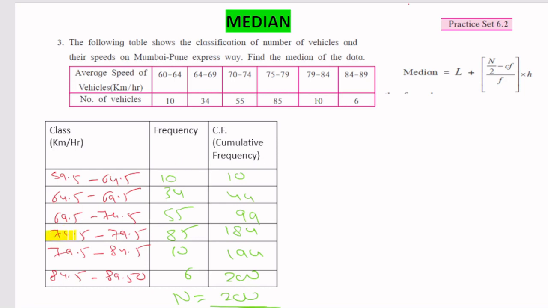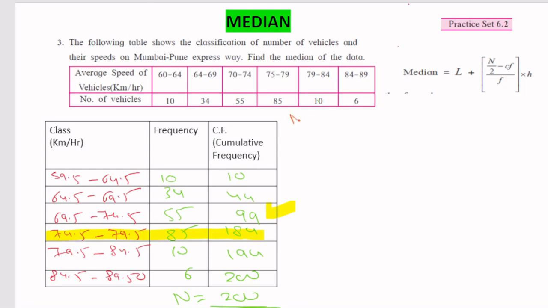Where will you get that 100 position? Here in this particular class, you will get 100, because till this level it is 99, right? Next is 100. You should get it in this particular class. Which class? 74.5 to 79.5. In this class you'll get your 100.